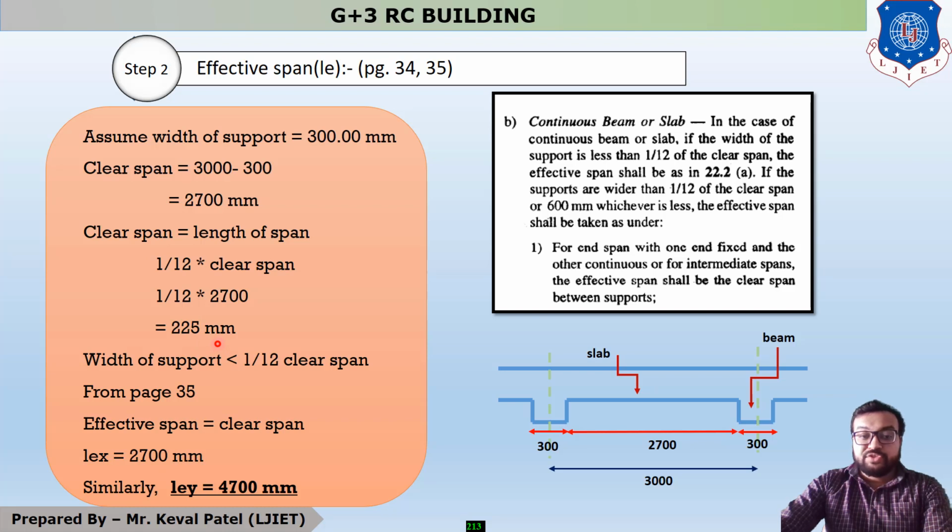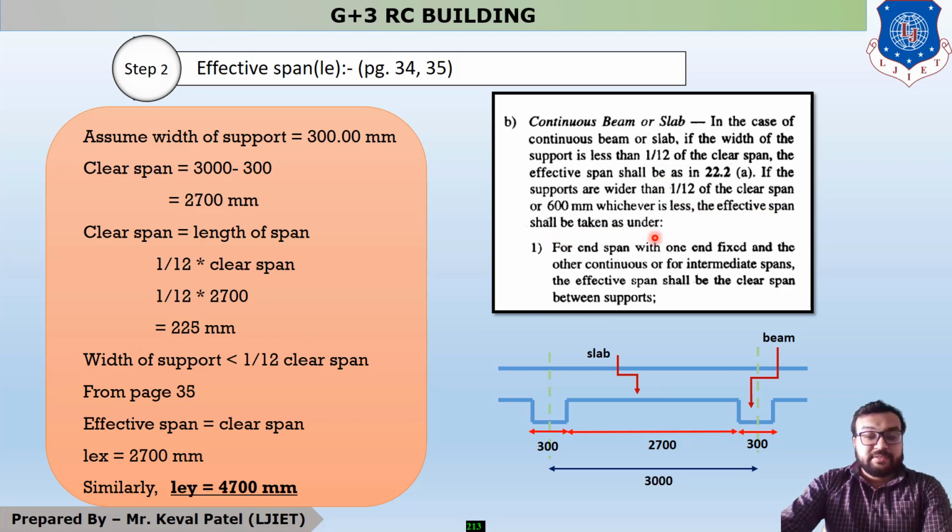First of all, we have to check whether this condition is satisfied or not. Is your width of support, which is 300 mm, less than 1 by 12 of clear span, which is 225 mm? Students, is 300 mm less than 225 mm? Is this condition satisfied or not? Obviously not satisfied. If this condition is not satisfied, then the effective span shall be taken as under.